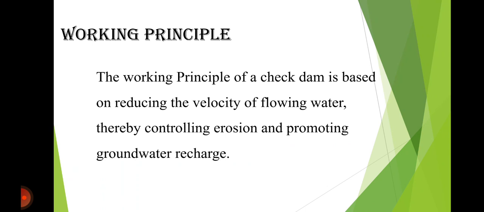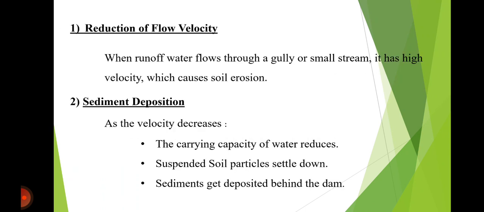So now let's move on to the working principle of the check dam. A check dam is a small barrier constructed across a gully or a drainage channel, as we already saw in the definition part. The working principle of a check dam is based on reducing the velocity of flowing water, thereby controlling erosion and promoting the groundwater recharge.